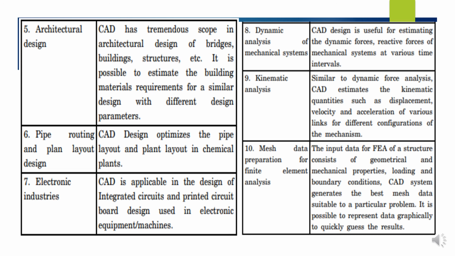Mesh data preparation for finite element analysis. The input data for FEA, finite element analysis, of a structure consists of geometrical and mechanical properties, loadings, and boundary conditions. A CAD system generates the best meshing data suitable to particular problems. It is possible to represent data graphically to quickly guess the result.